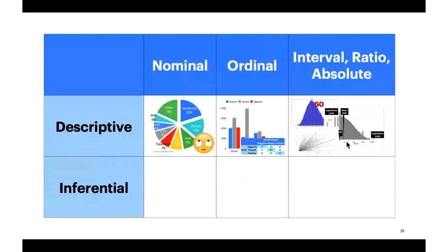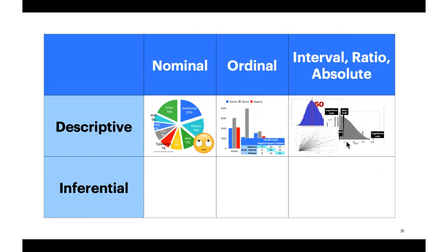So let me summarize what you have seen so far. We have looked at descriptive statistics for three types of variables: the nominal, the ordinal, and the numerical (interval, ratio, absolute). For the nominal values, we essentially have very simple things like tables and pie charts. In particular, if you have multiple variables on the nominal scale, tables come in handy.